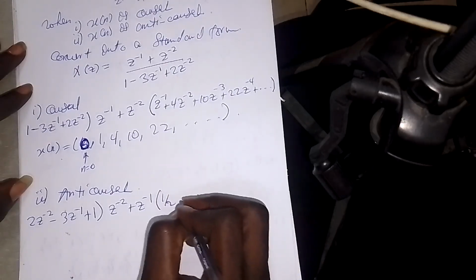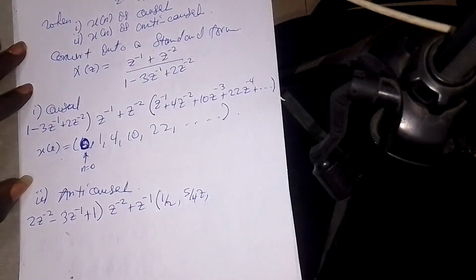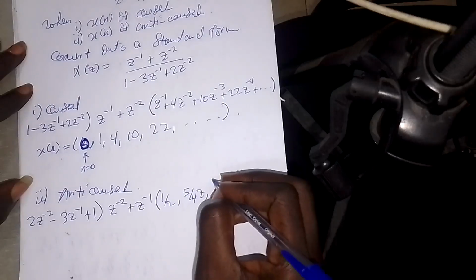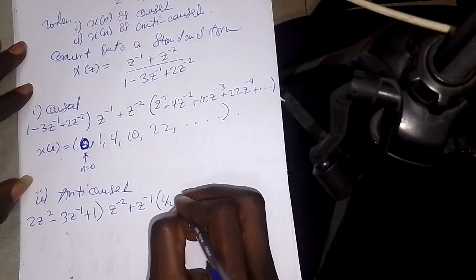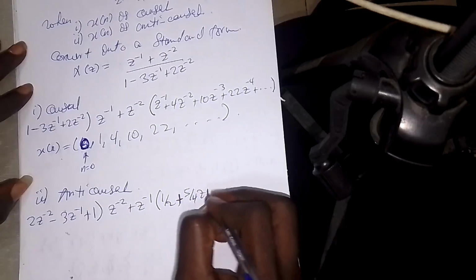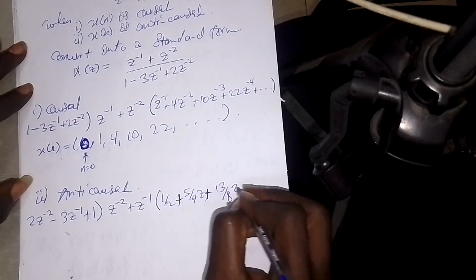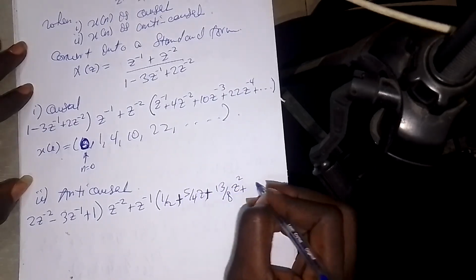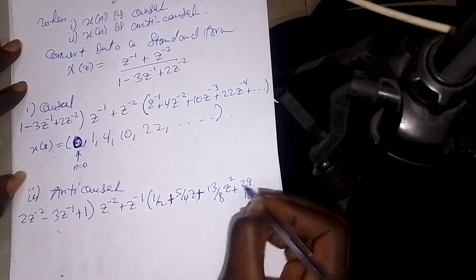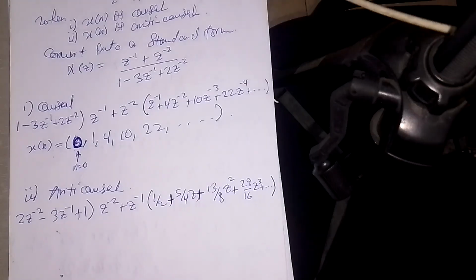Here you have 1 over 2, plus 5 over 4 z, plus 13 over 8 z squared, where here is z exponent 1 and here is z exponent 2, plus 29 over 16 z cube, plus up to infinity. So this is what you're supposed to have.